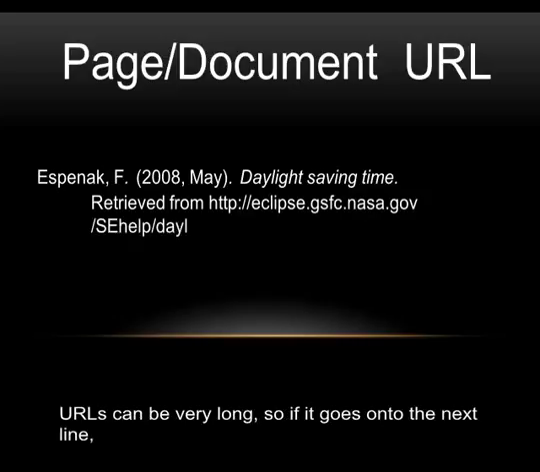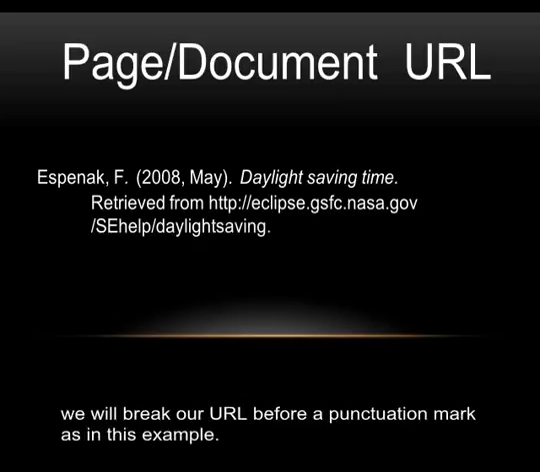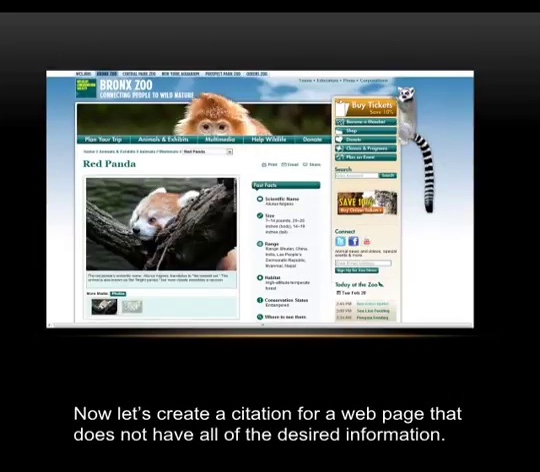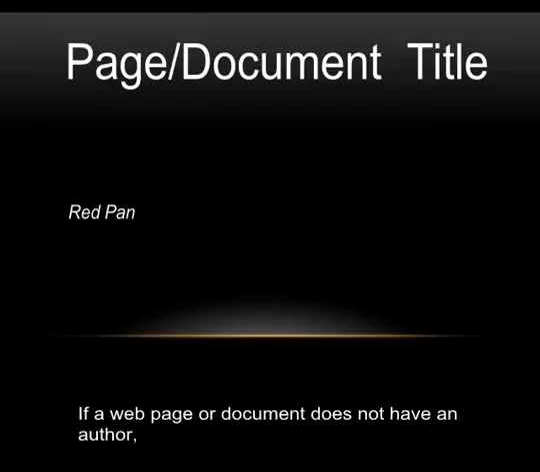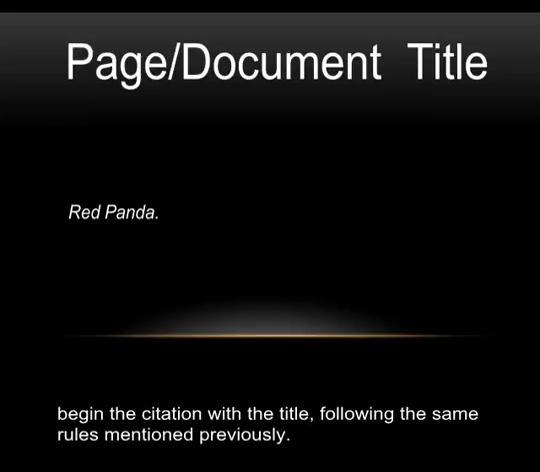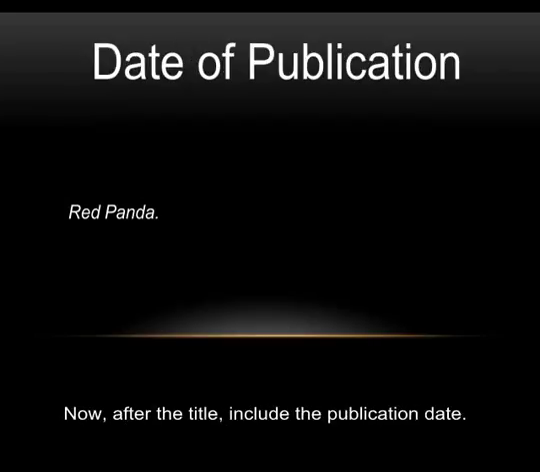URLs can be very long, so if it goes on to the next line, we will break our URL before a punctuation mark, as in this example. Now let's create a citation for a web page that does not have all of the desired information. If a web page or document does not have an author, begin the citation with the title, following the same rules mentioned previously. Now, after the title, include the publication date.